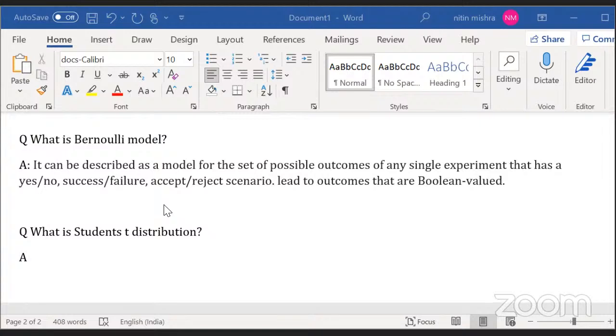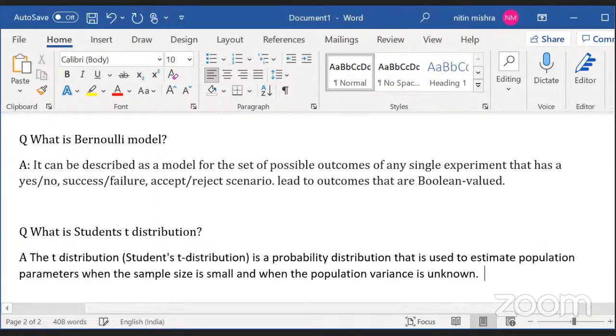So the student's t distribution, or simply called the t distribution, is a probability distribution that is used to estimate population parameters when the sample size is small, that's the keyword, and when the population variance is unknown. So that is essentially what student's t distribution is all about.